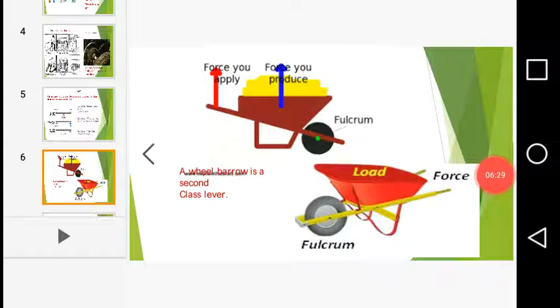The wheelbarrow is an example of a second-class lever. You can see where the force is applied. The force is applied at the handles, and the load is found in between the effort and the fulcrum.